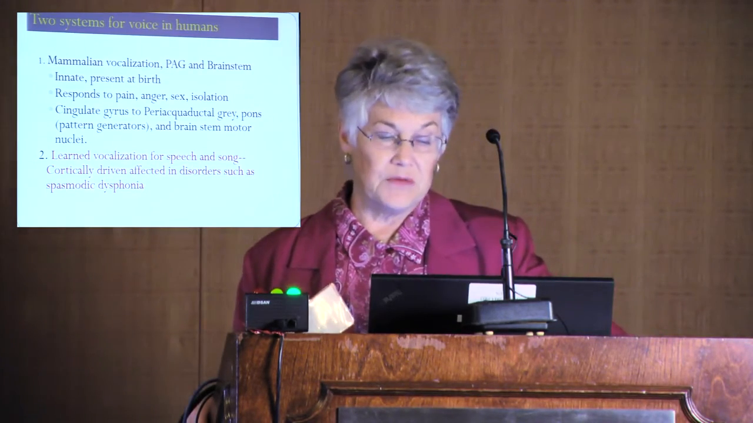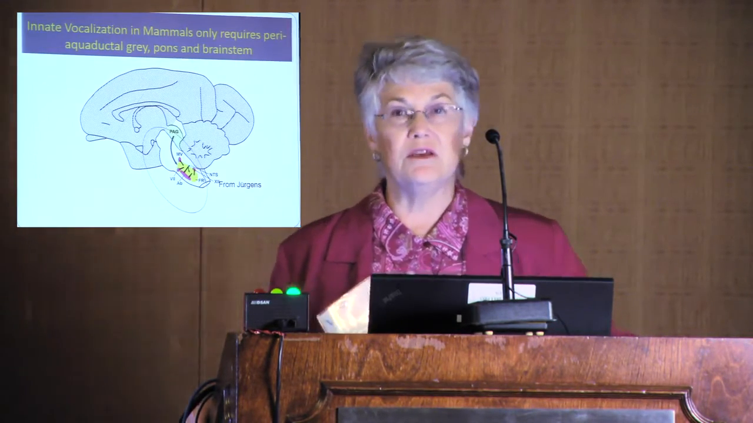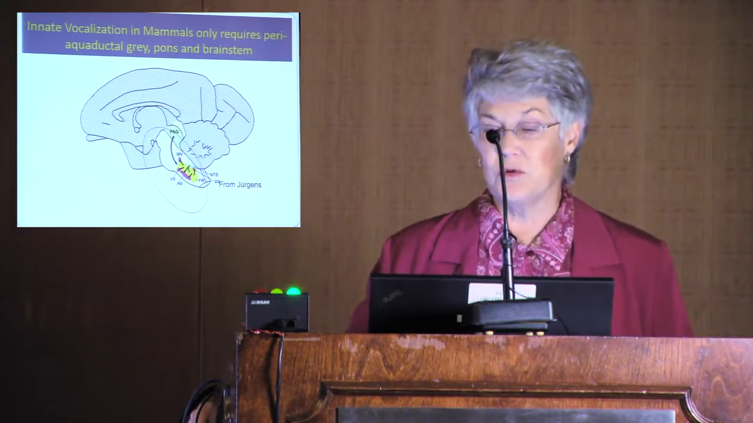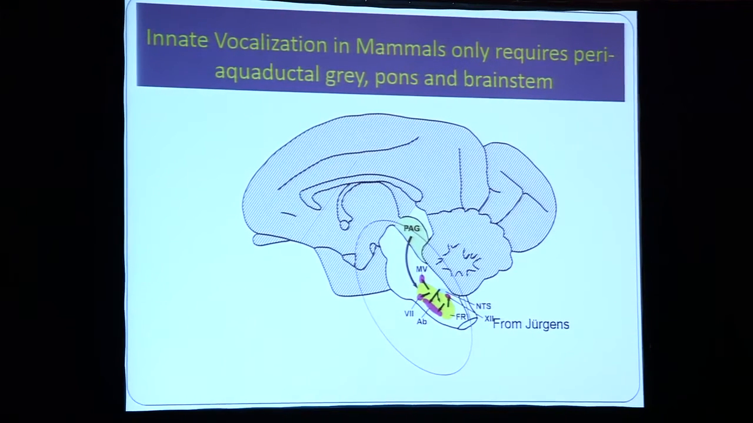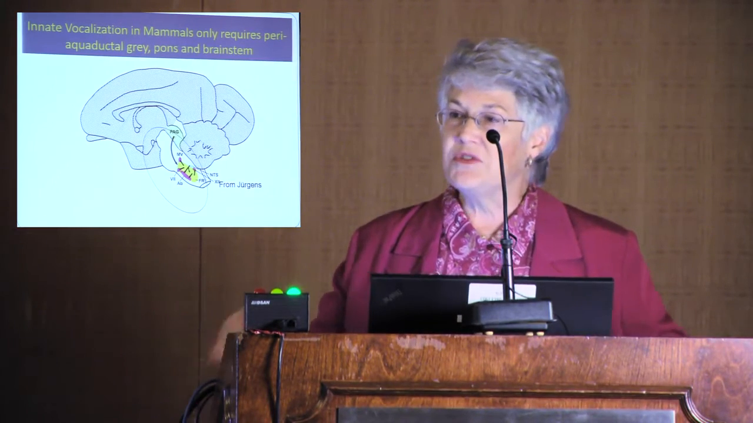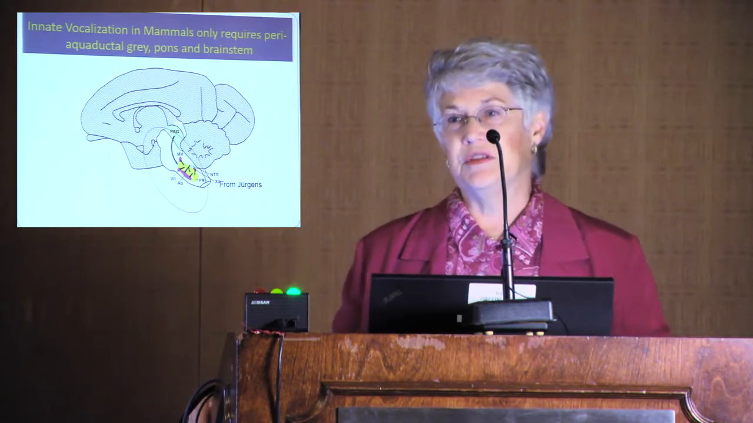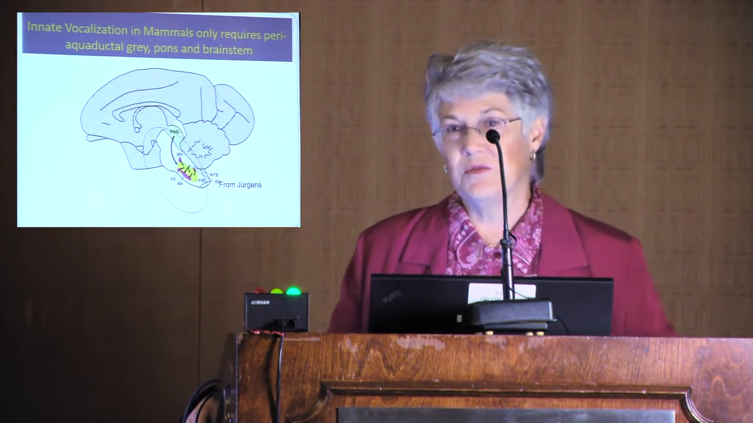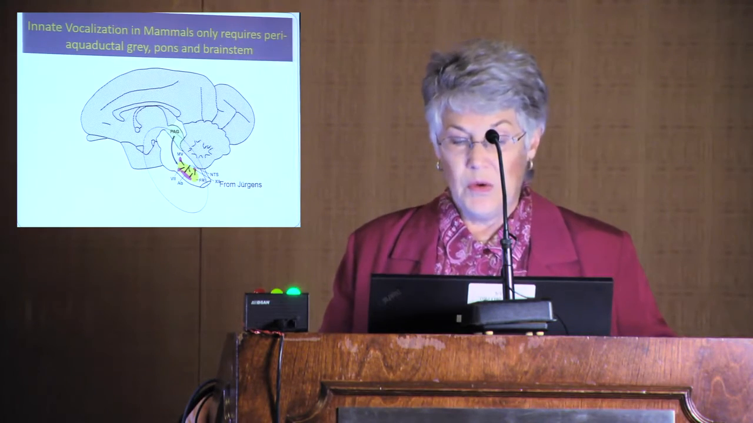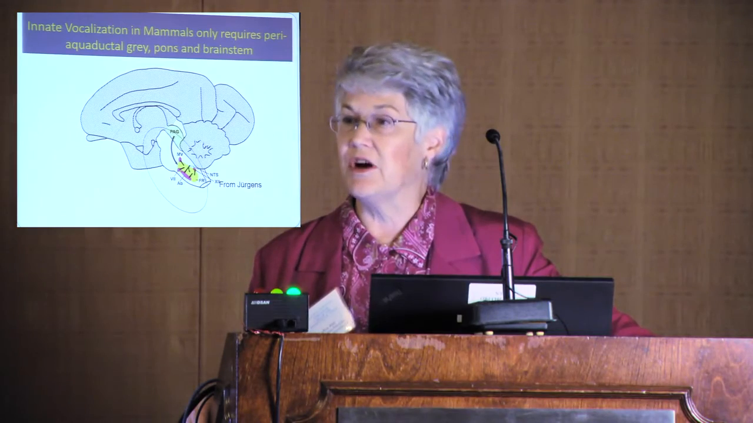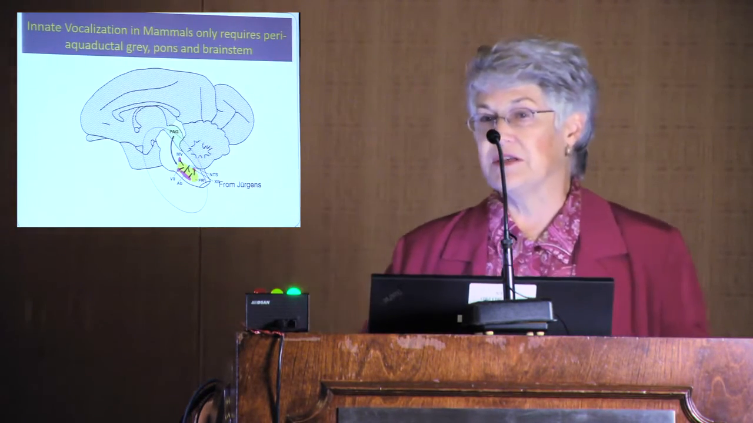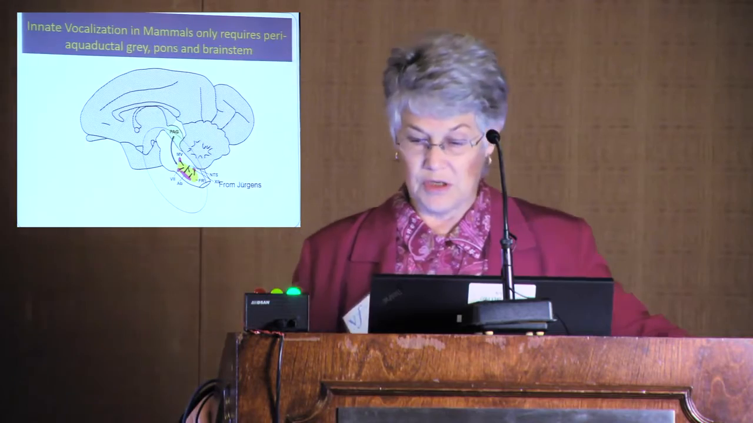Now, this is an image that was done by Jurgens, who spent many years studying vocalization in the squirrel monkey. And everything in this diagram that is hatched with gray, the monkey didn't need in order to produce vocalization. So almost the reverse to what we know is important for voice and song, which is learned in human beings. Only the periaqueductal gray and some of the pons and brainstem nuclei were essential for squirrel monkeys to be able to produce their vocalizations.